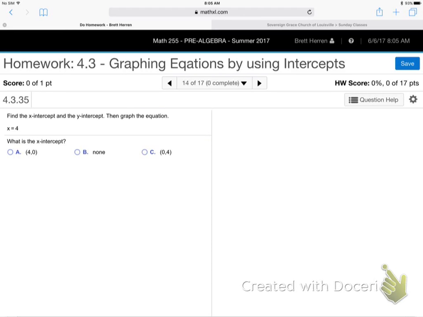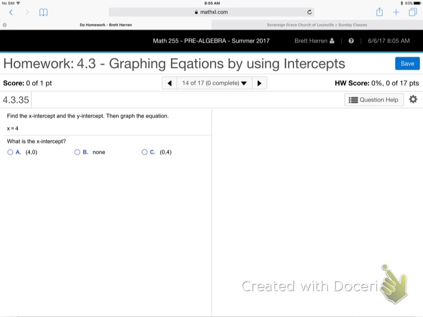All right, so now it's kind of weird. It's weird when they change it and they only give you one letter. They're saying find the x-intercept and the y-intercept, then graph the thing. So that's kind of weird. You know what I think would be best? Let me help you.